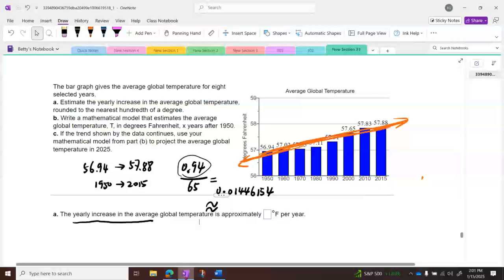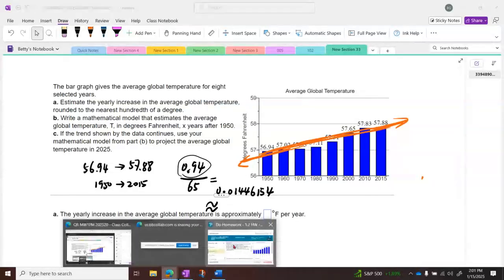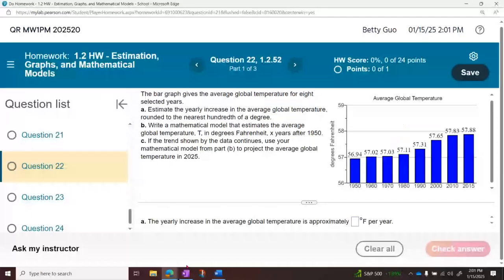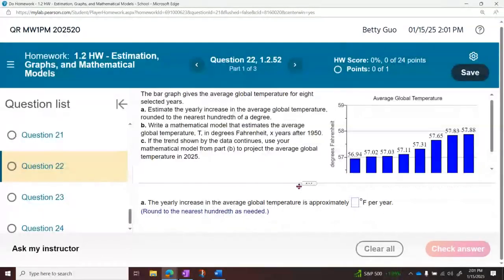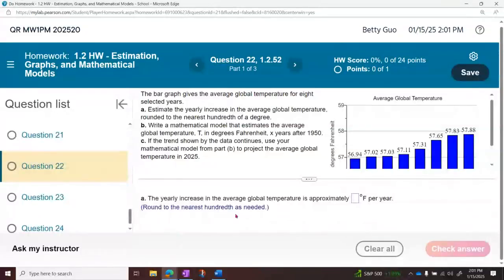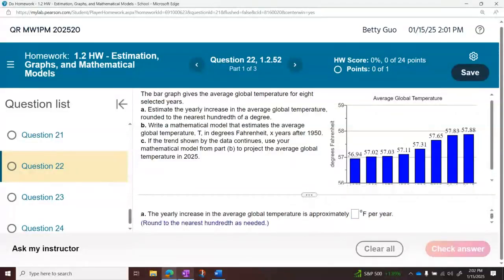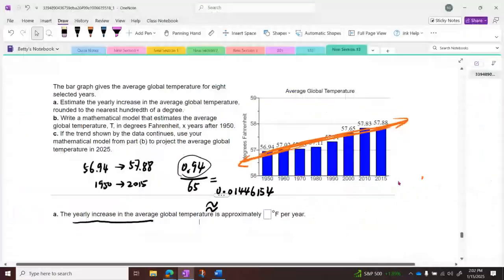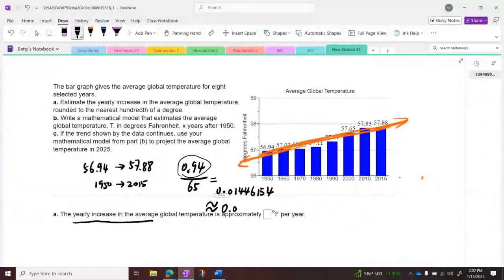Let's see what the rounding requirement is. When you work on the assignment in Pearson, you need to pay very close attention to the rounding requirement in the parentheses. It says to round to the nearest hundredth. So keep two decimal places, right? So it's gonna be 0.01. Round it down. Do you have 0.01, guys?